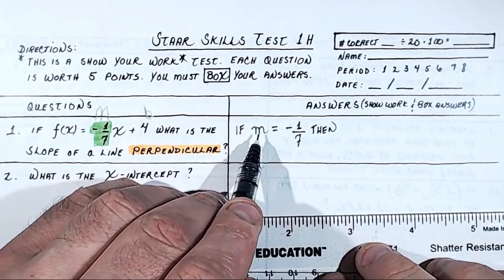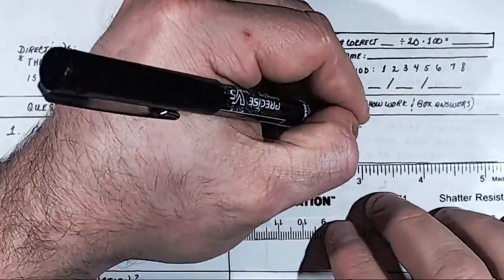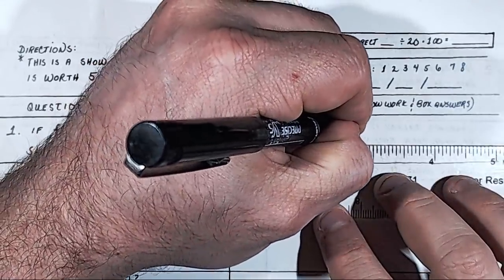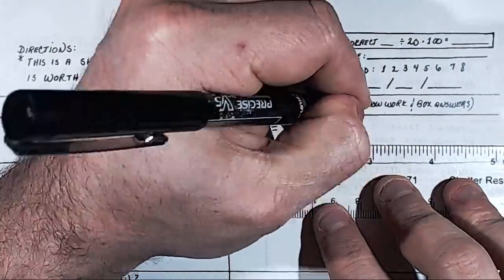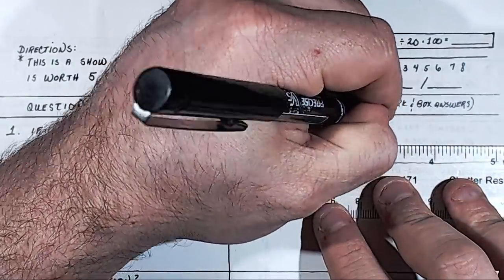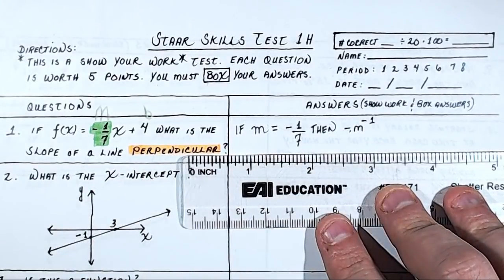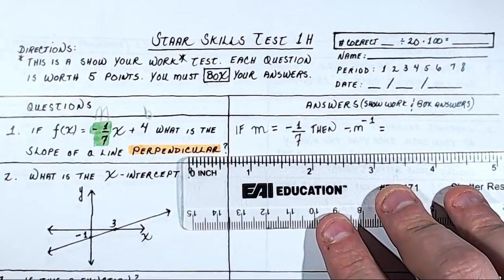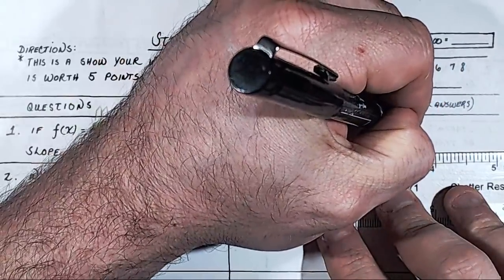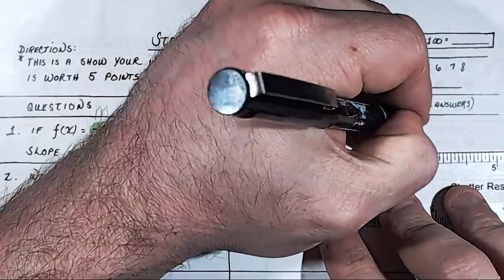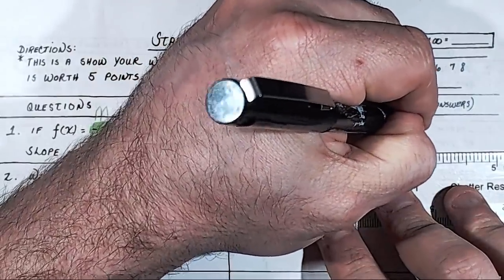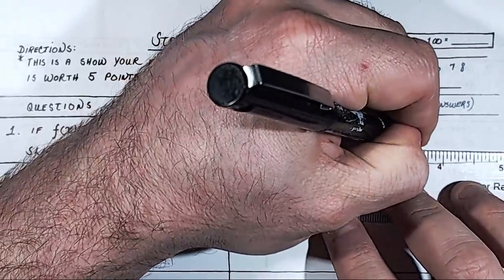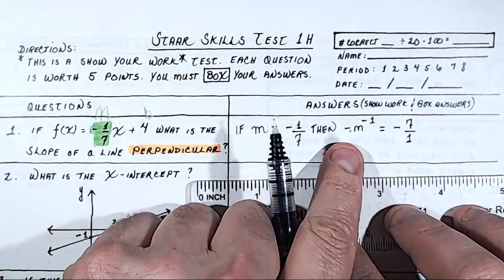So if the slope m is negative 1/7, then the negative reciprocal slope, we write as negative m raised to the negative 1 power. That's the negative reciprocal slope. Negative m raised to the negative 1. The negative reciprocal slope is equal to, so here's what we're going to do. We're going to flip that fraction. So instead of writing negative 1/7, we'll write negative 7/1.